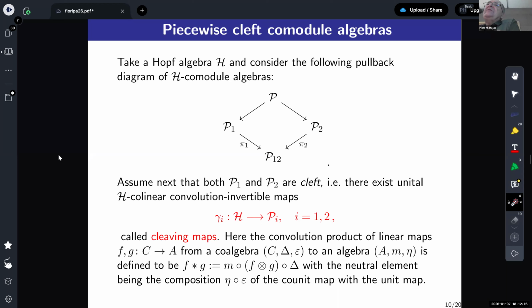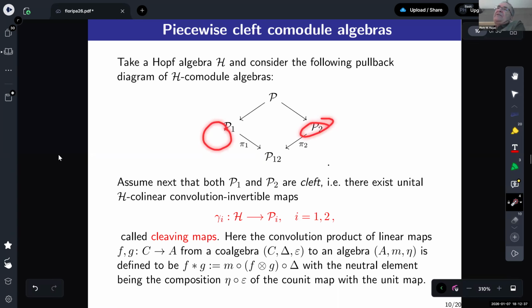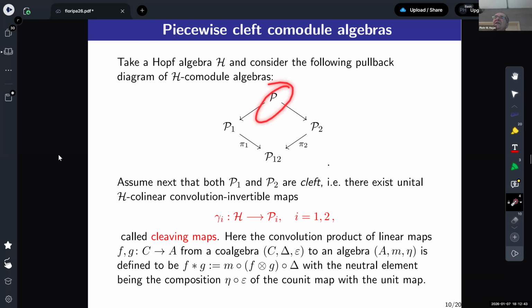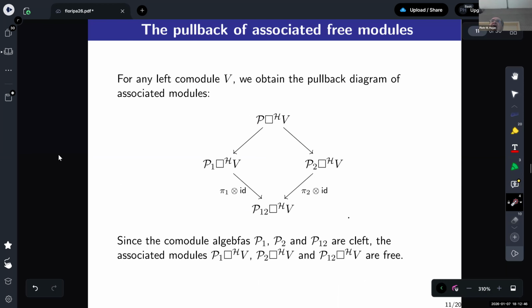So we are in the setting that we have a piecewise cleft comodular algebra. And then automatically this is principal. Why? Well, because if you have a cleaving map, then you can very easily convince yourself that the cleft comodular algebra is obviously principal in the trivial way. Okay, and then because these are cleft, they are also principal, and by this general theorem with Elmar, we know that this is principal. Okay, so that's the setting now, right? And in this setting, we'll have the main theorem, the new theorem, which we just achieved in December, November, and submitted to the arXiv.